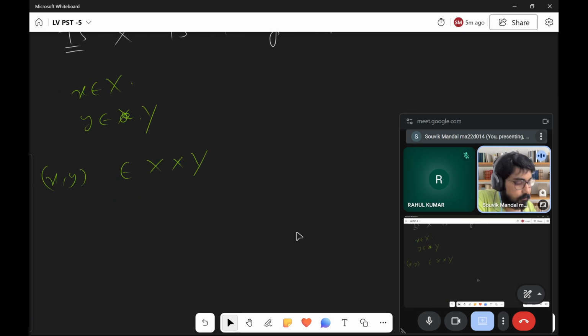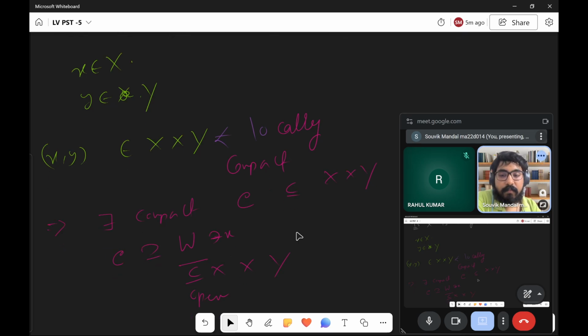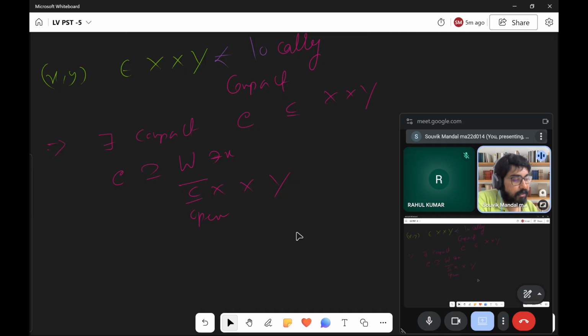Correct. Now x cross y is locally compact. So that means there exists a compact subspace C inside x cross y such that C contains an open neighborhood W inside x cross y. Up to this much clear?